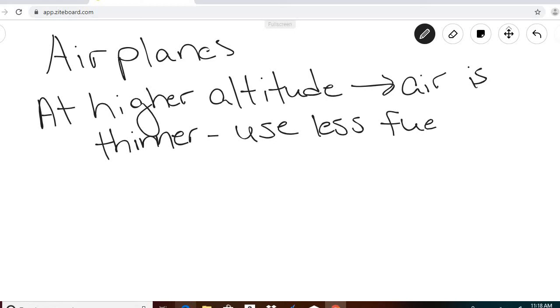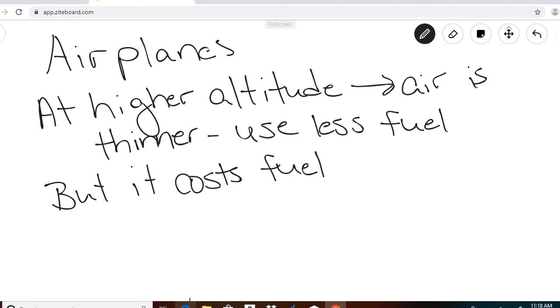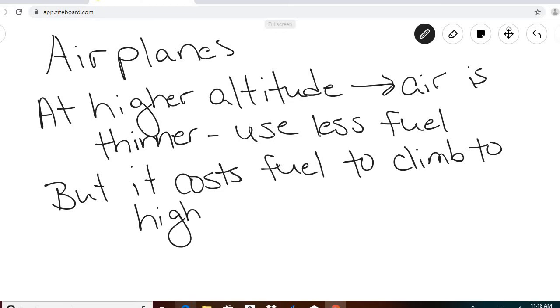However, it costs fuel to climb to those altitudes. So remember last module, it uses a lot of fuel to climb to higher altitudes.